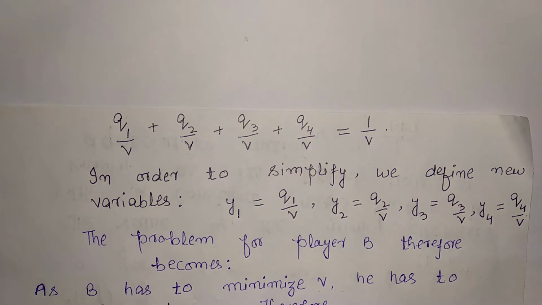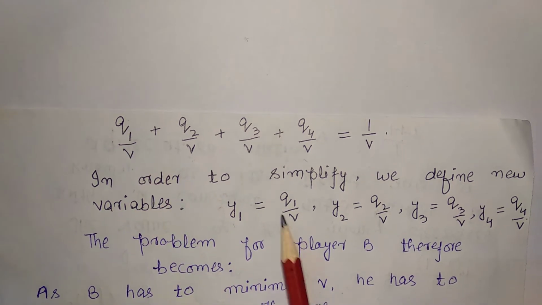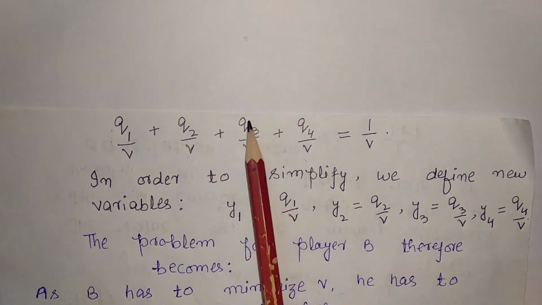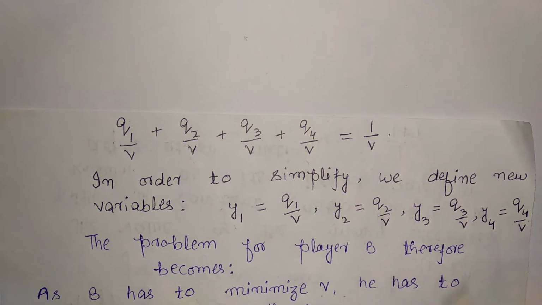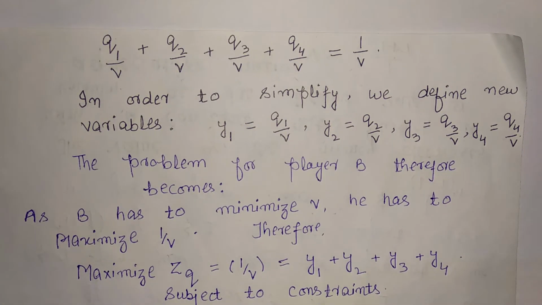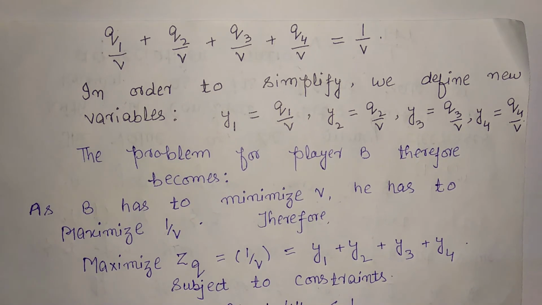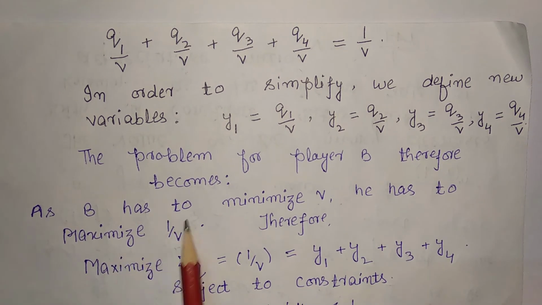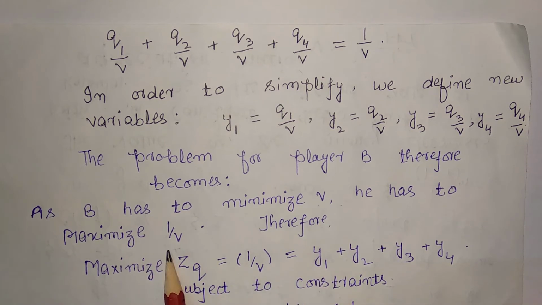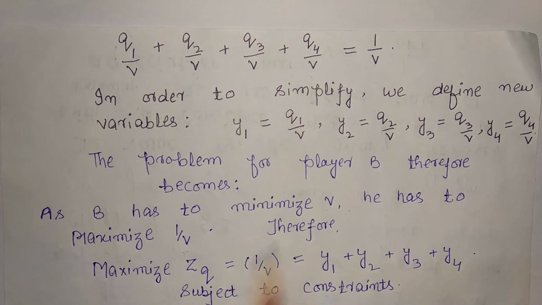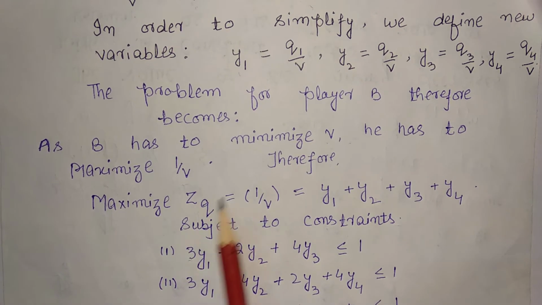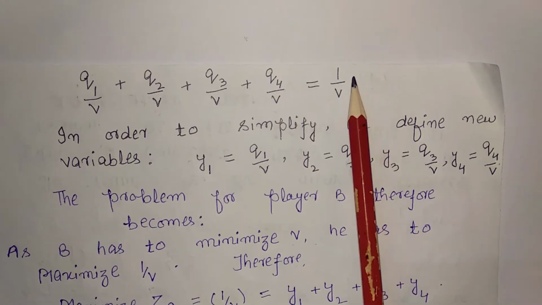After that, in order to simplify, we define new variables. Let Y1 is equal to Q1 by V, Y2 is equal to Q2 by V, Y3 is equal to Q3 by V, and Y4 is equal to Q4 by V. Now, the problem for player B becomes, as we know that the objective of B is to minimize the value of the game, or to minimize his expected loss. So B will always try to minimize V. So he has to maximize 1 upon V, the reciprocal of V, since minimize is converted to maximize. Therefore, we can write maximize Z, which is equal to 1 by V.